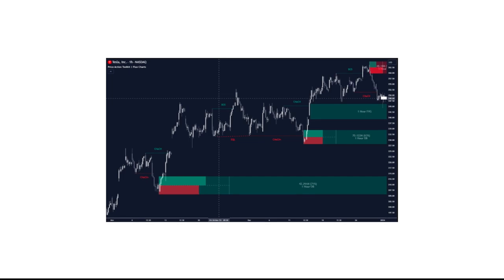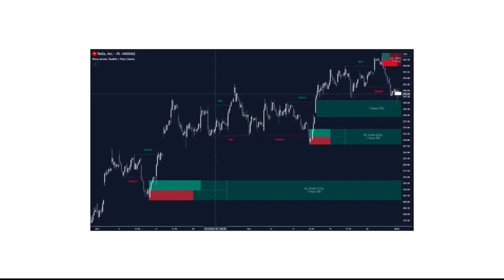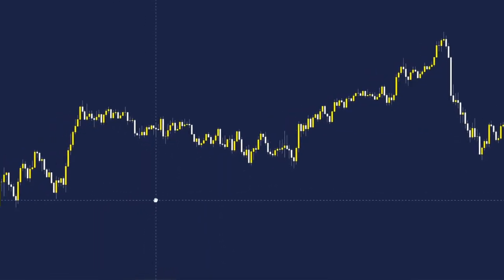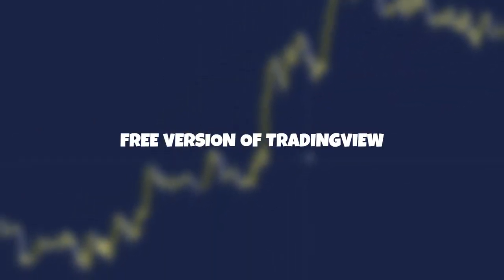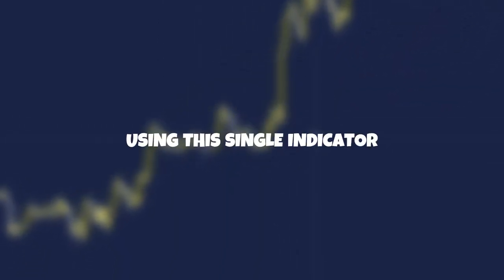Now, this indicator has so much to offer, from strategy types to setups to actual settings, and today I'm going to show you some of its best features. So first things first, let's make sure we're on TradingView. You can use the free version of TradingView, as we will only be using this single indicator.